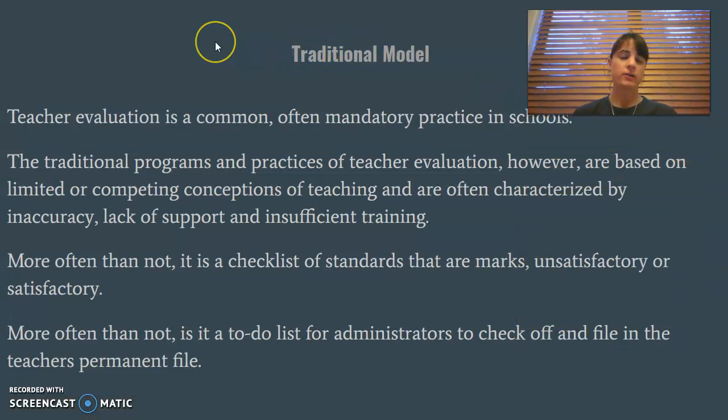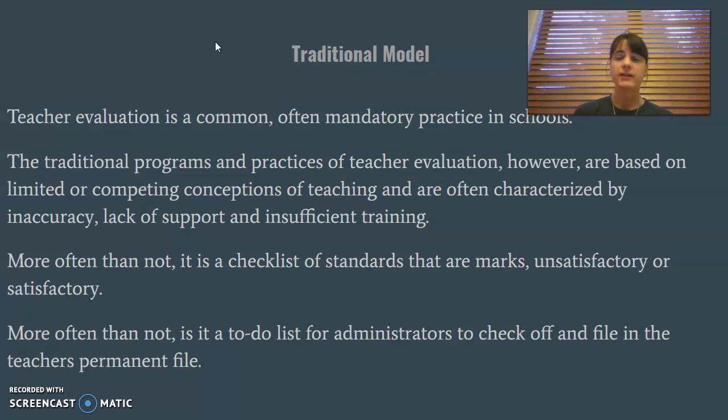A traditional model, this is the model that we're using right now currently. Teacher evaluation is common, and in most districts, as in ours, it's a mandatory practice in schools. The traditional program and practices of teacher evaluation, however, are based on limited or competing conceptions of teaching. And unfortunately, they're often characterized by inaccuracy, lack of support, and inefficient training.